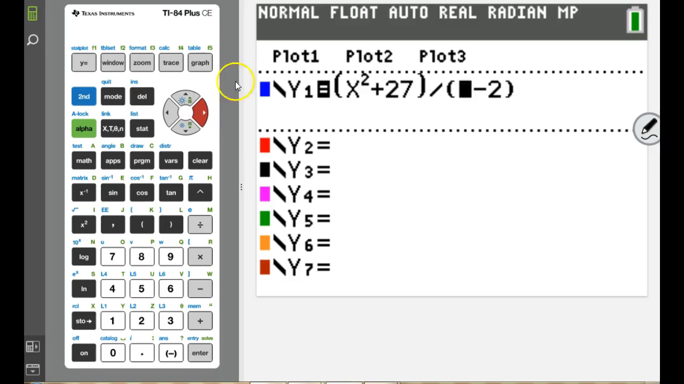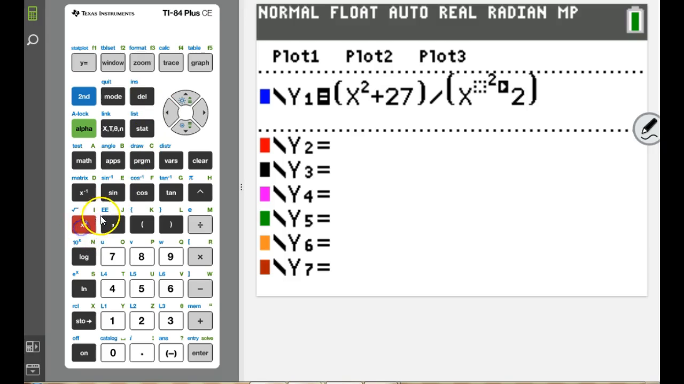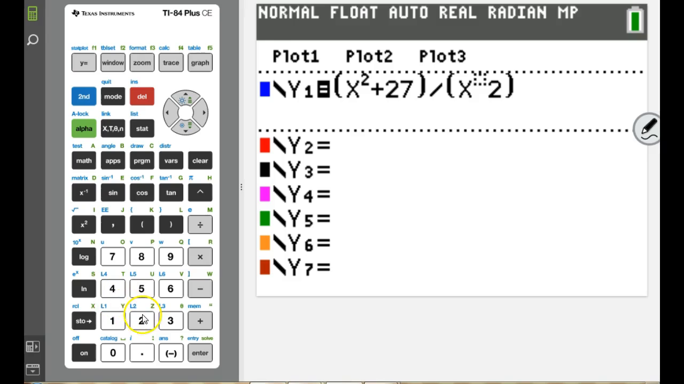Over what is it, guys? They're both squared? Oops. Oh my goodness. Do I have it right now?